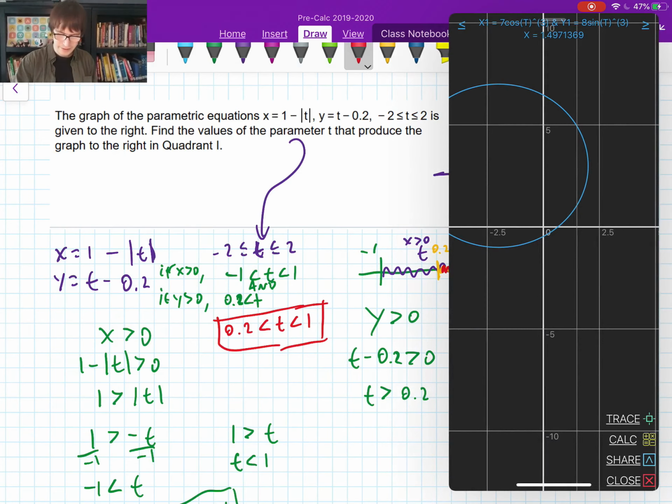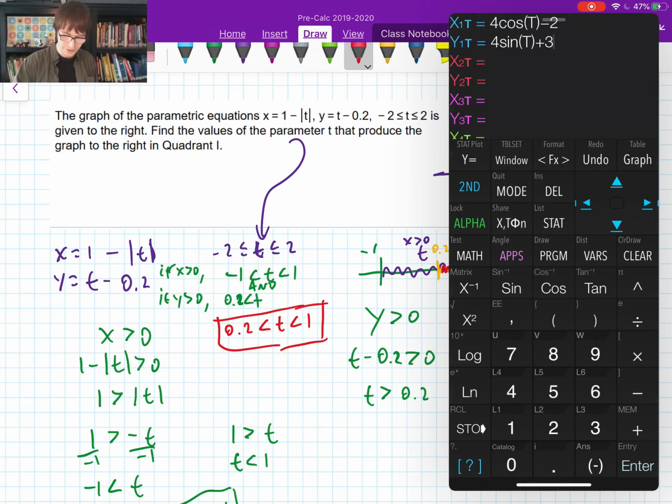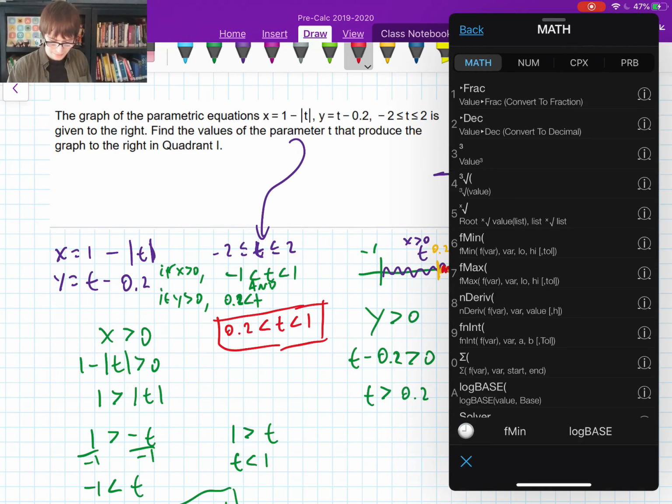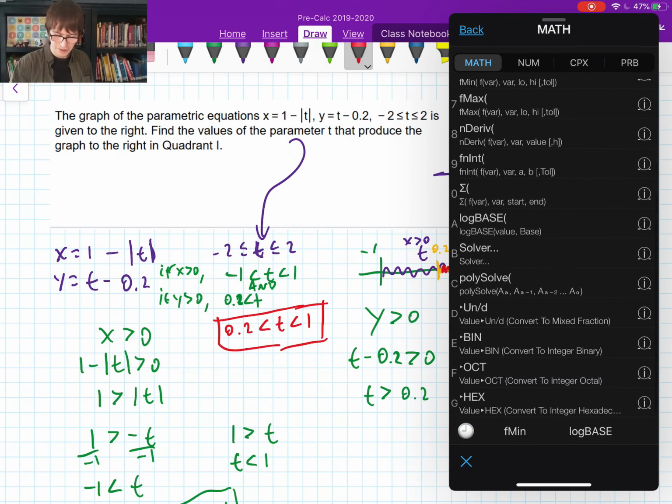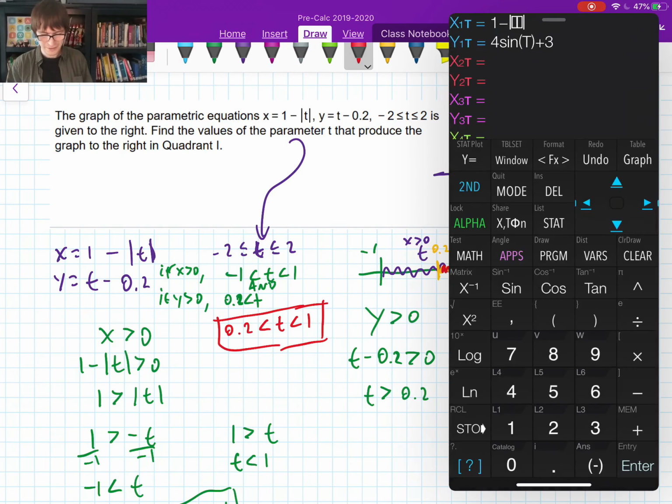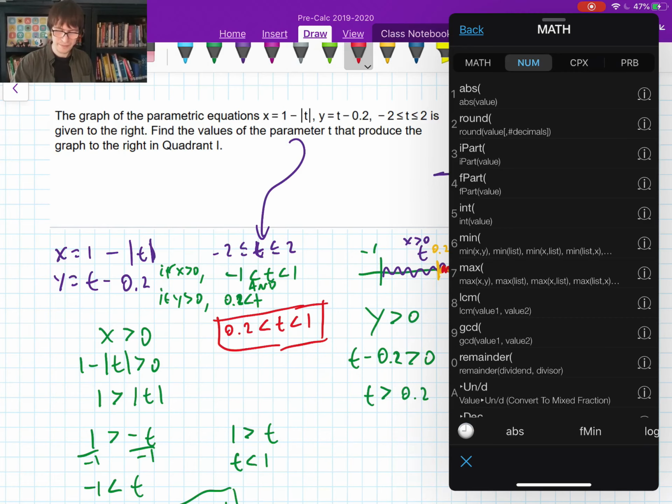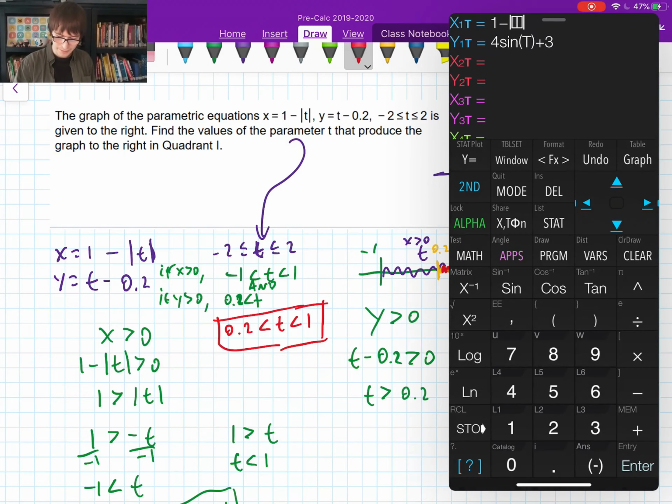Okay, so if we take these parameters, we have 1 minus the absolute value. Ooh, absolute value. I've almost forgotten where the absolute value is. I should know that. Let's see, it's in math, isn't it? No, it's not in math. Oh gosh, I'm sorry, I'm wasting your time. Math, numbers, absolute value, there you go. So I went to math, number, abs, which is number 1. And let's see, absolute value of t. And then for the y1, we will have t minus 0.2.